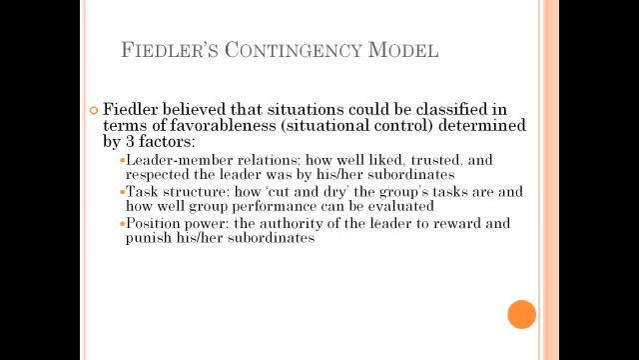So he looked at different characteristics of the situation and how favorable that situation was, how much situational control the leader had. He looked in particular at three factors: the relations between the leader and the members, how well liked the leader was, whether he or she was trusted and respected; the task structure, whether it was something the group had done before that is well structured, cut and dried, and easy to evaluate; and finally the position power, how much authority the leader has to reward and punish subordinates.